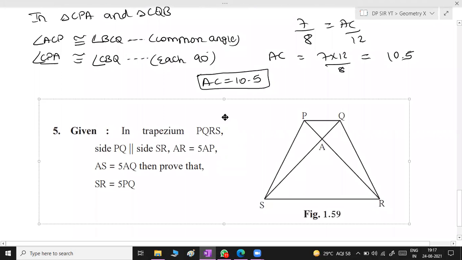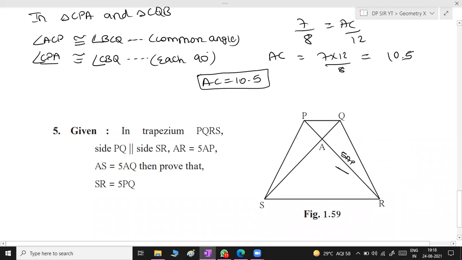So I hope the question is visible to you all. And let's start. In the trapezium PQRS, side PQ is parallel to side SR. AR is equal to phi AP. ये देखो AR, ये जो AR है, ये वाला part is equal to this phi times AP. ये AR is basically phi times AP.